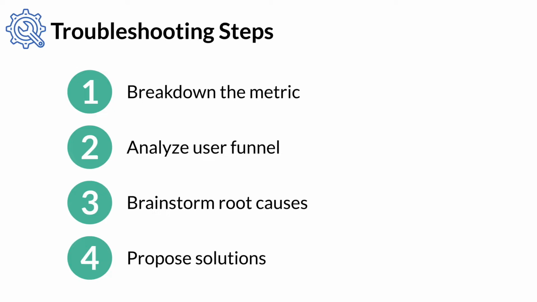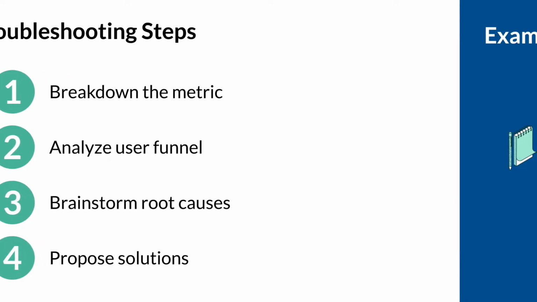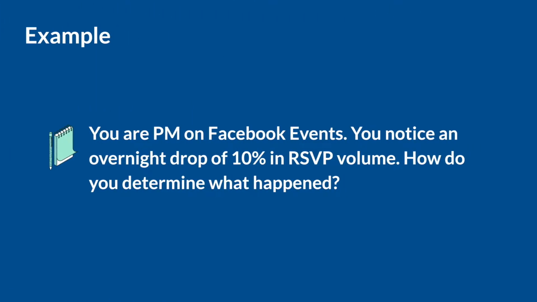Of course, this is not the only way to solve these problems, but this is how I would investigate metrics issues in real life, and that's the approach I recommend. So let's use the solution steps in our standard response framework to answer the following example problem. You are a PM on Facebook events. You notice an overnight drop of 10% in RSVP volume. How do you determine what happened?